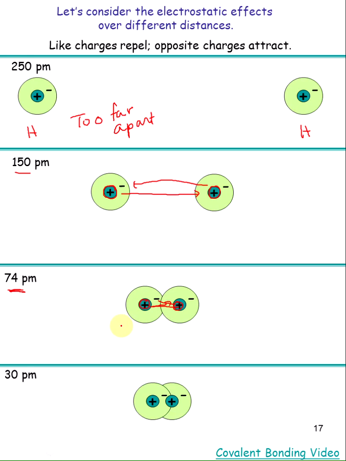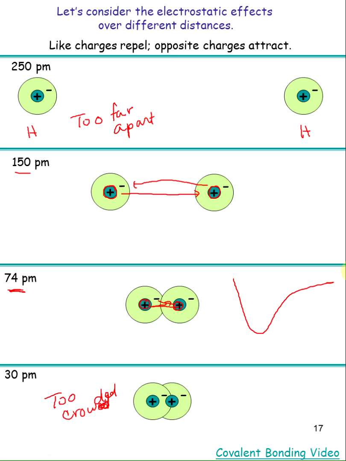Now if you push the atoms even closer together, let's say 30 picometers, this is just too crowded. You get too much repulsion between the protons, and you get too much repulsion from the electrons, and so they're not going to interact well with each other.